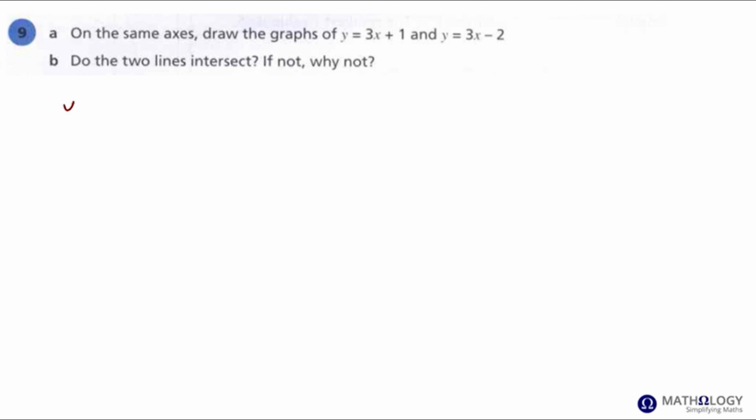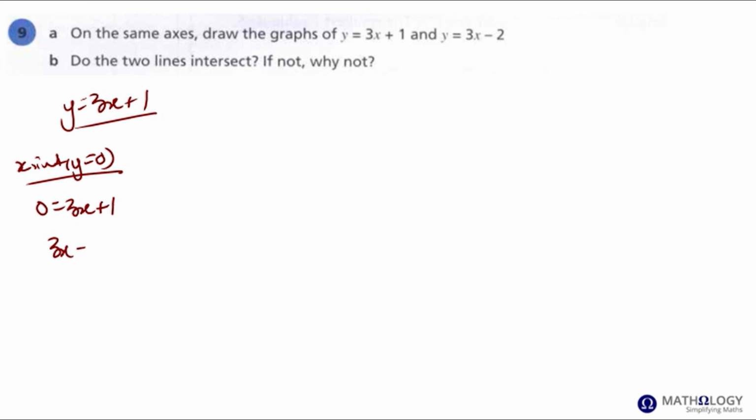So starting with y equals 3x plus 1, the x-intercept is when y equals 0, so 0 equals 3x plus 1, 3x equals minus 1, x equals minus a third. So the x-intercept is the point (minus a third, 0), and we'll call that point A.